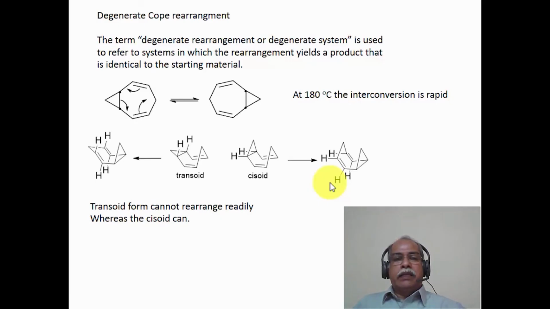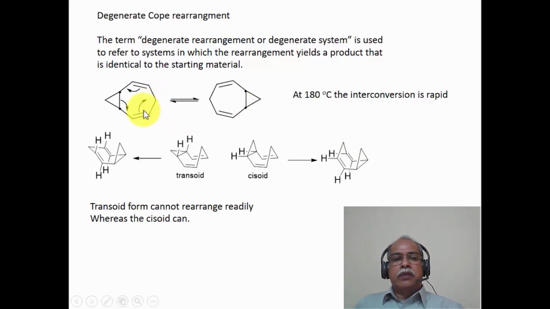We have seen the degenerate rearrangement in many cases. The term degenerate rearrangement or the degenerate system is essentially when the starting material is the same as the product. So if you look at this particular system, this is a divinylcyclopropyl derivative, except the ends of the vinyl groups are tied to a carbon in this particular case.